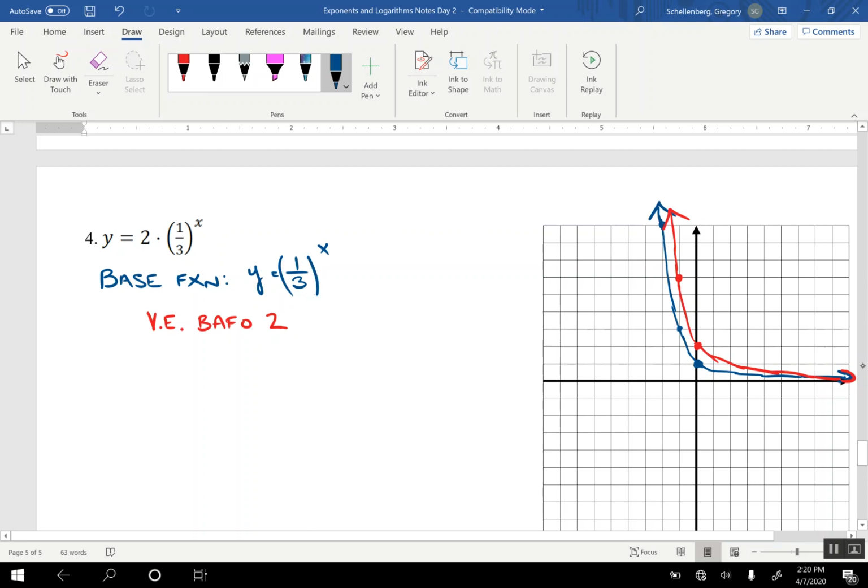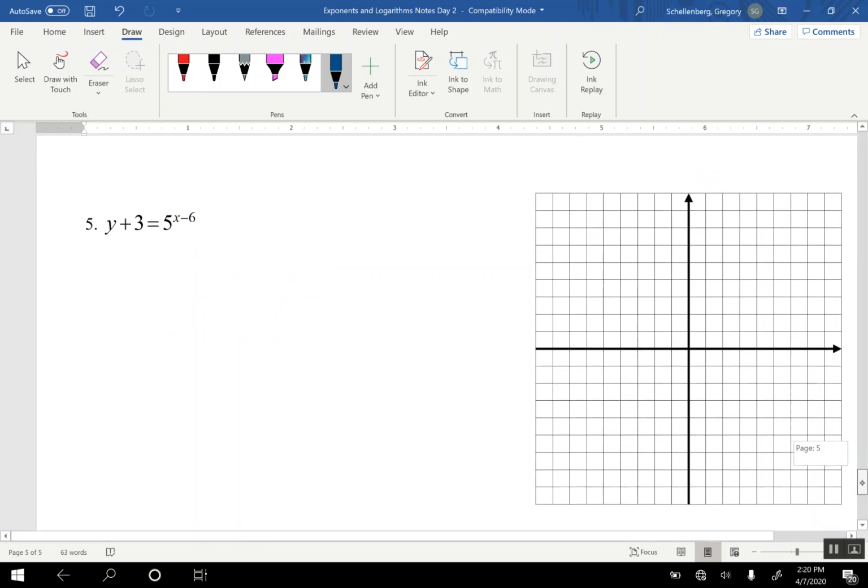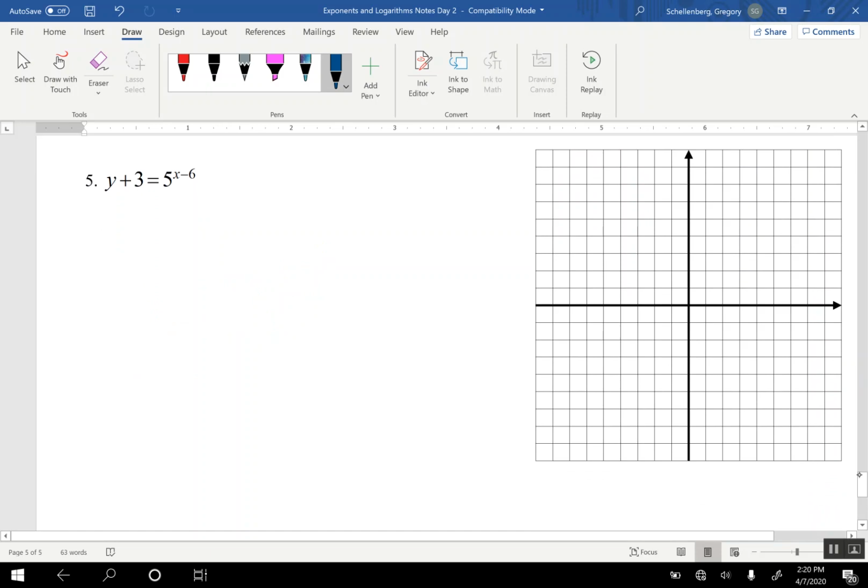Okay, and the last one here. So we've got y plus 3 is equal to 5 to the power of x minus 6. First step, let's just isolate y. So we're going to get y is equal to 5 to the x minus 6. That's our exponent. And then minus 3. Okay, what's our base function? Our base function is just 5 to the x. Okay, so base function is y equals 5 to the x.